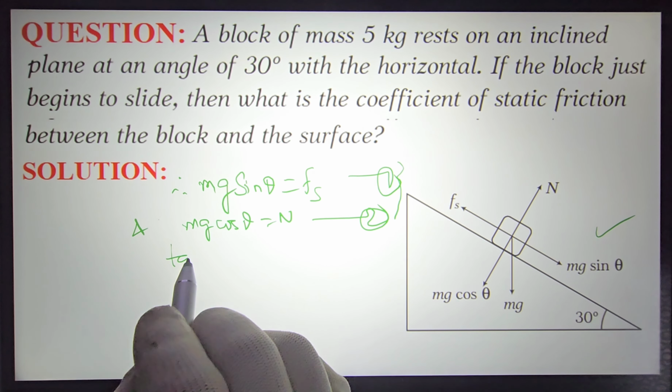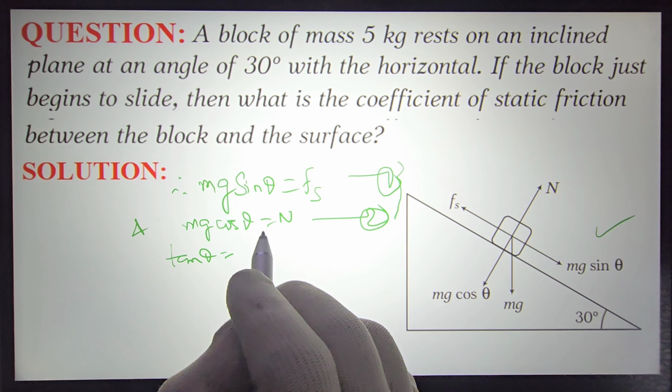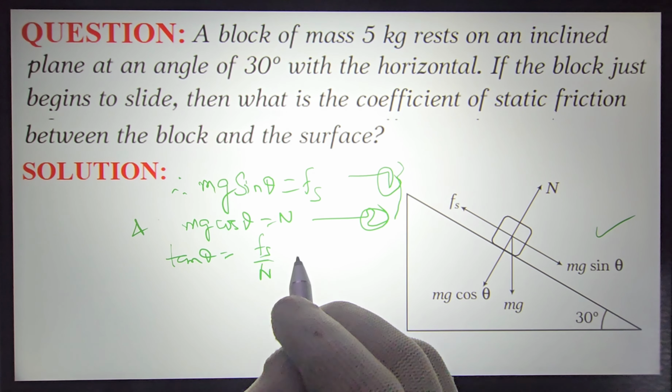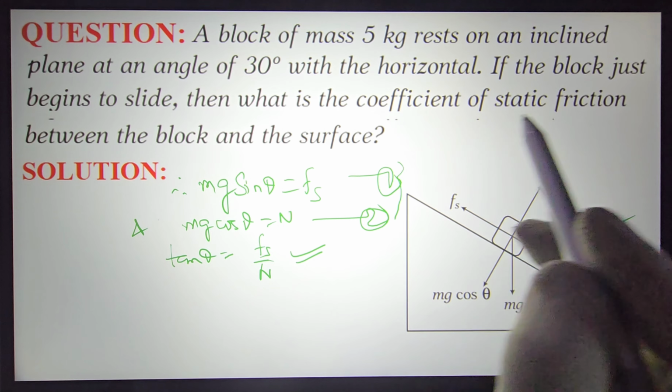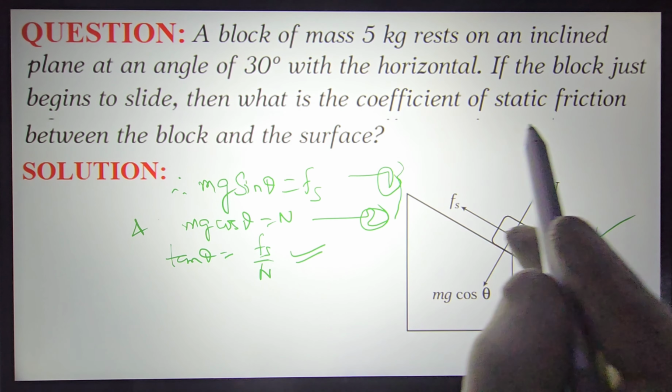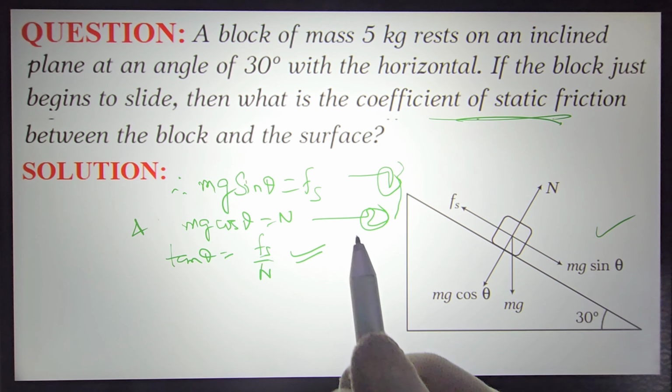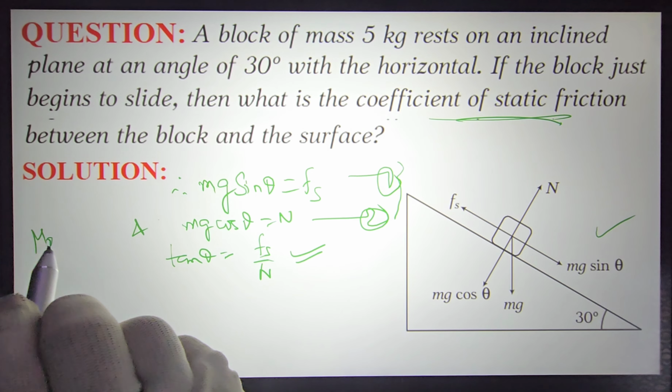Therefore tan theta is nothing but fs upon N. Okay, this is tan theta. Now what is the requirement? The block just begins to slide, then what is the coefficient of static friction? Means mu s is to be calculated. So how do I find the value of mu s?